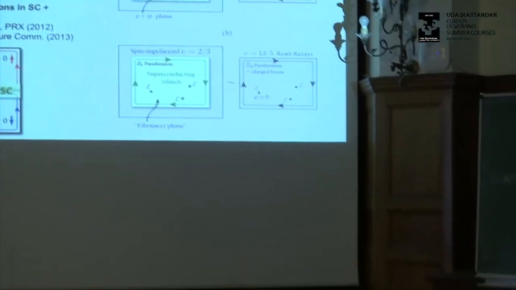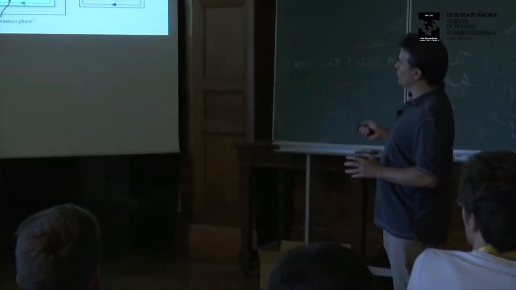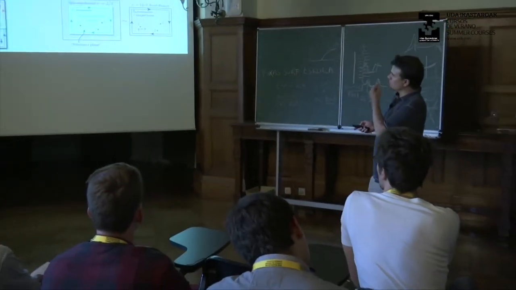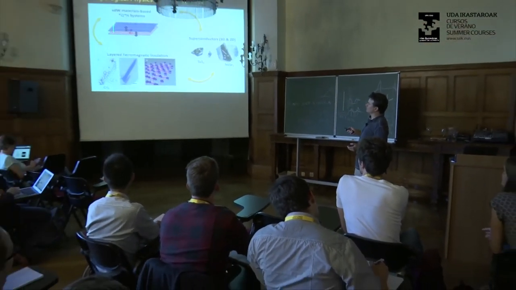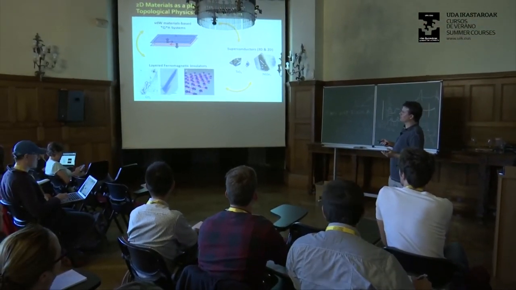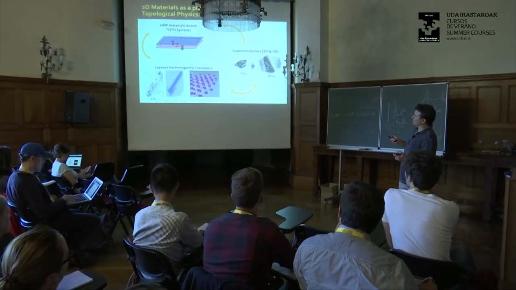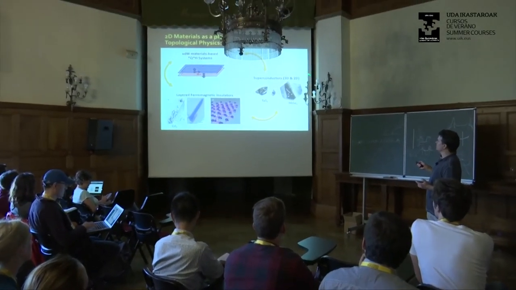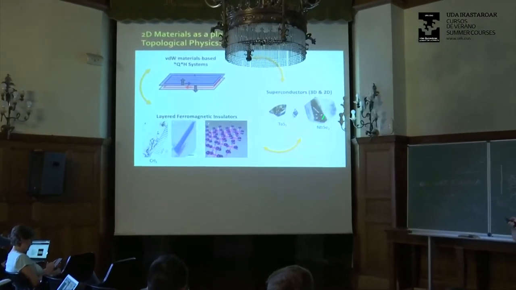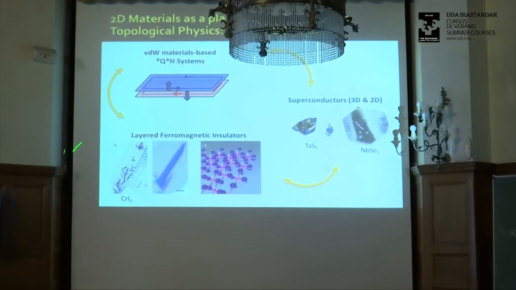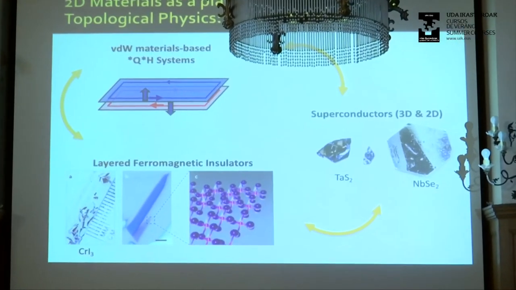Now, in my group and in many other groups around the world, we're trying to engineer these phases, and we want to engineer them by using 2D materials. The reason is that we have each of the individual ingredients: quantum Hall systems with 2D materials, superconductors with 2D materials, also with 3D, of course. And as of very recently, we also have 2D magnets.